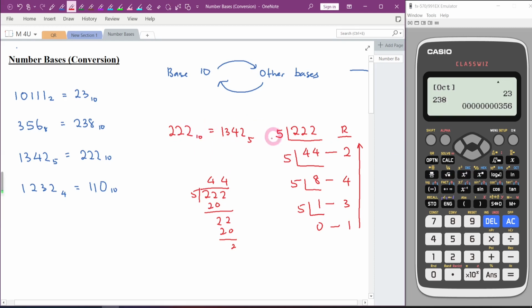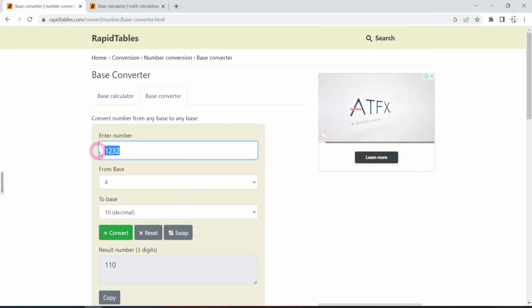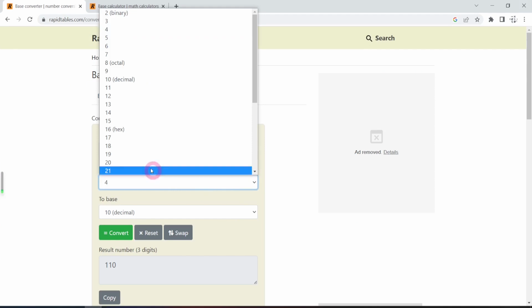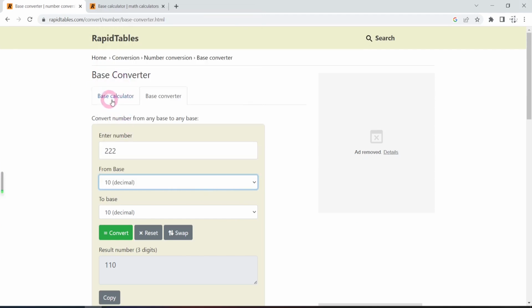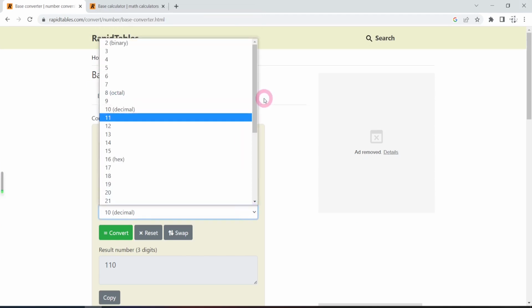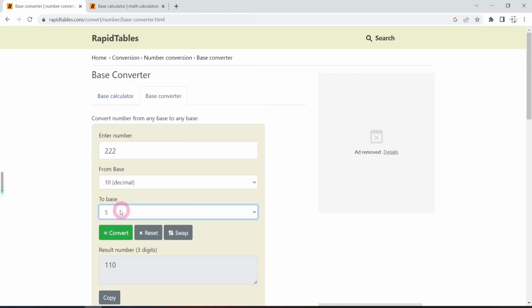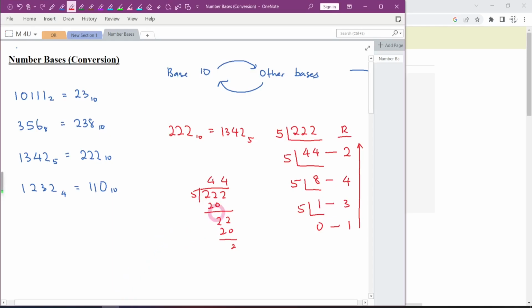Okay, 222, base 10. Let's check. This is base 10, right? I'm going to change it to decimal. Now I want to convert it to base 5. From base 10 to base 5, convert. 1342, base 5. Correct? Our answer? Okay, correct. So this is the way.